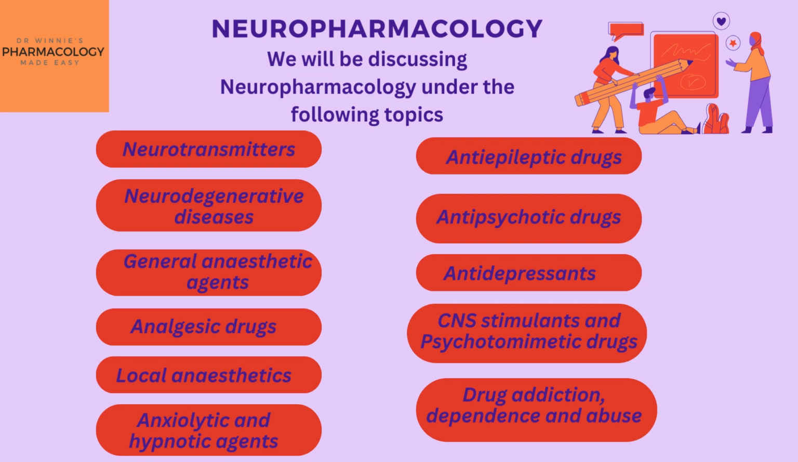We'll be looking at neuropharmacology, which we'll discuss under these topics as outlined here. We will start with neurotransmitters, go on to neurodegenerative diseases, general anesthetics, analgesics, local anesthetics, anxiolytic and hypnotic agents, anti-epileptic drugs, antipsychotic drugs, antidepressants, CNS stimulants, and psychomimetic drugs, drug addiction, dependence, and abuse.